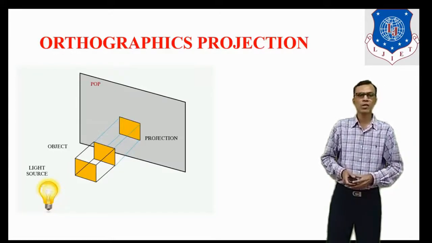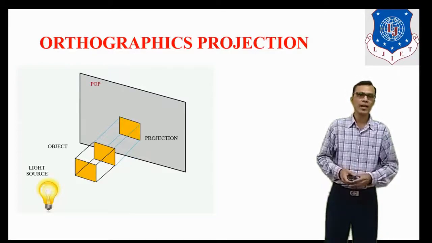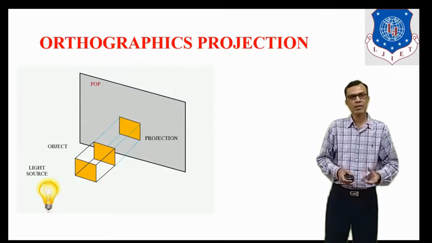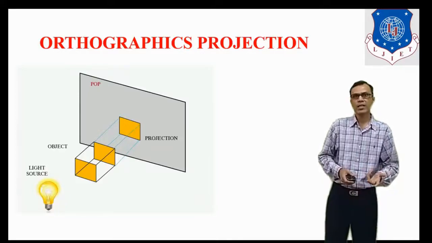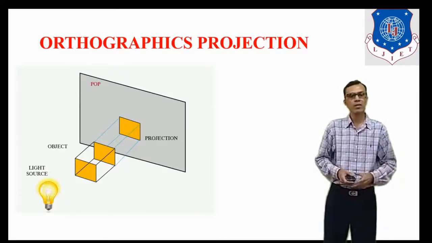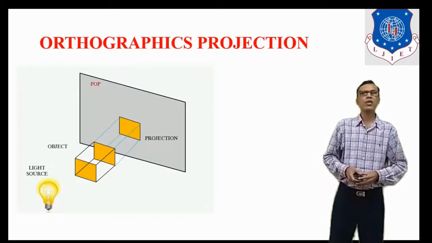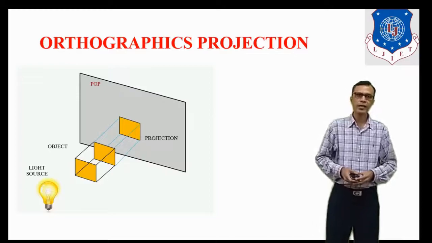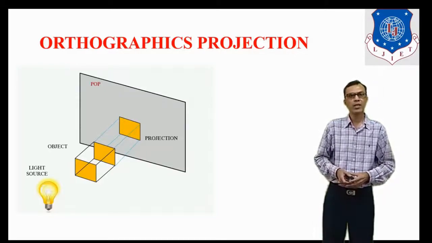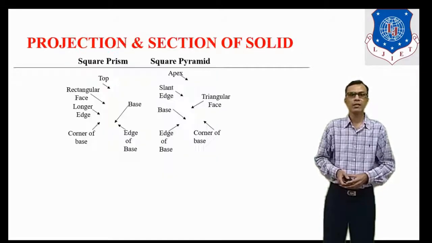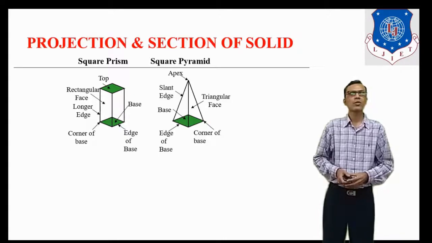In orthographic projection, you have to study projection of point, projection of line. Point is dimensionless identity. Then projection of line, it has one dimension, it is one dimensional object, that is line. Then projection of plane, plane has two dimensions, that is length and width. Third dimension, thickness, is negligible in case of plane. Then you have to study projection and section of solid.